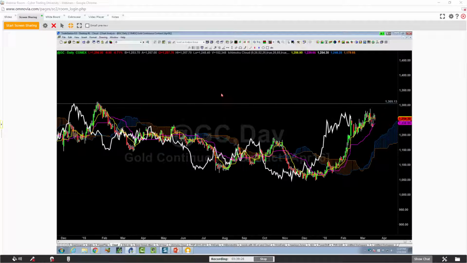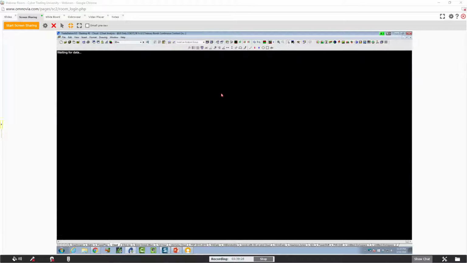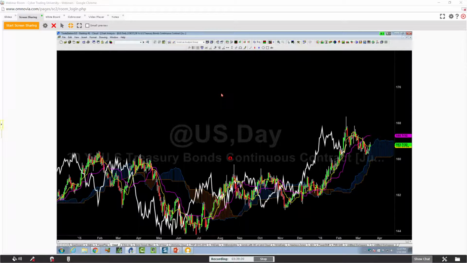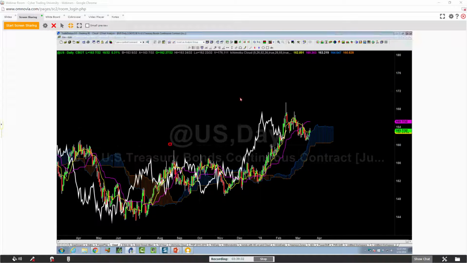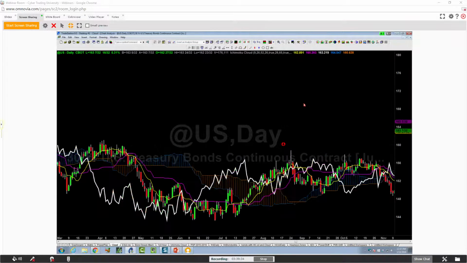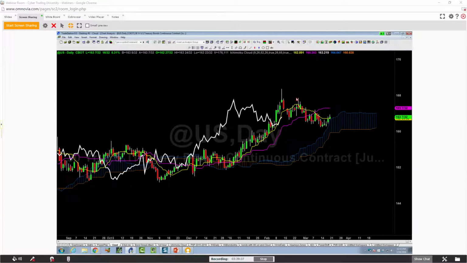Let's take a look at the bond market @US. All right, so the bond market is in a major uptrend. Let me blow this up so we can see this correctly. It is in a major uptrend. It has pulled back below the turning line, below the standard line, and now it's on the cloud and it's bouncing and it closed back above the yellow. Next place it's going to go is 165, 7/32.